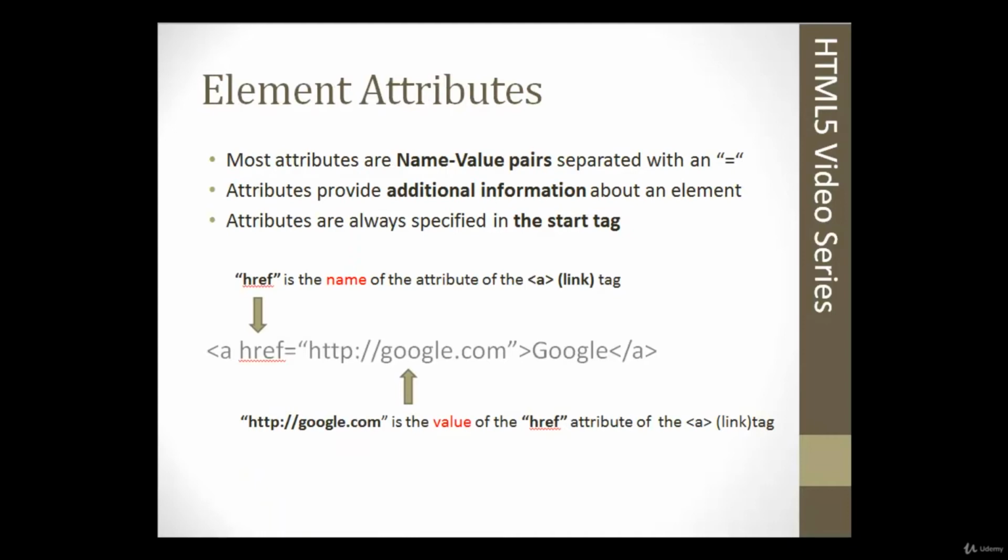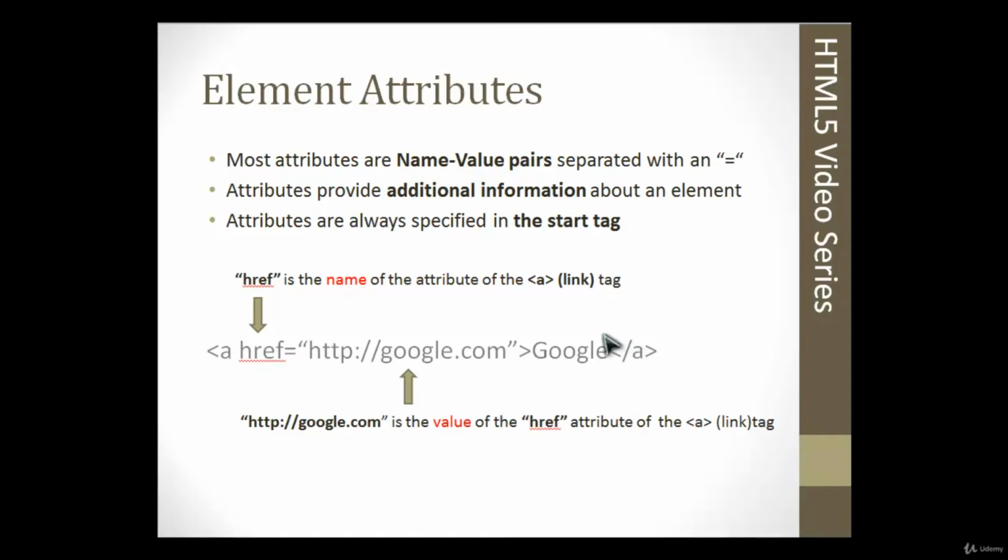So all tags have attributes, or can have attributes, and there's a number of different kinds of attributes. We could have the width or height as an attribute, the style, and as we have here, the href attribute, which is a URL. And most attributes, if not all, are in a name value pair separated with an equal sign. So here we can see the attribute name is href and the value is http google.com, which is the link.